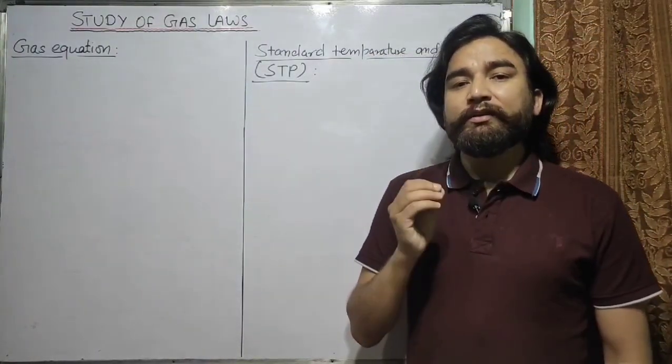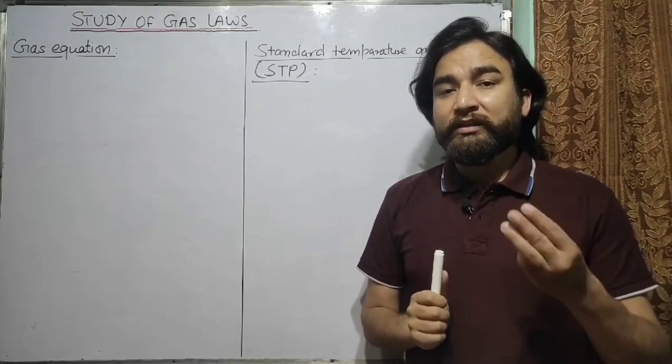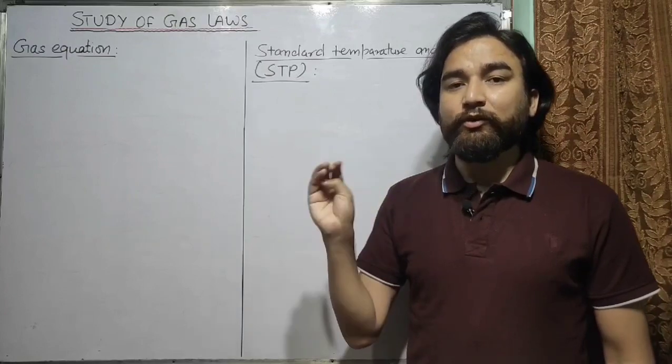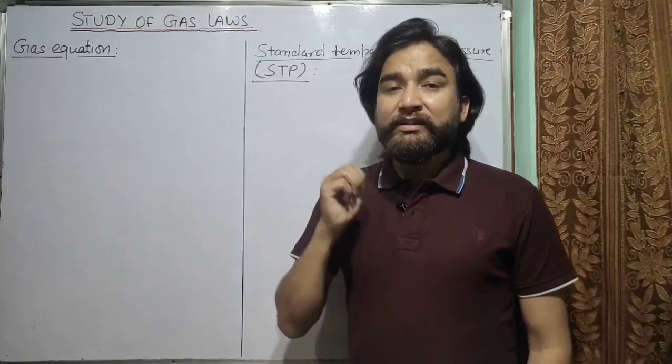The gas equation gives us a relationship between pressure, temperature and volume. Three variables, that is pressure, temperature and volume. So the gas equation will give you a relationship between these three variables.